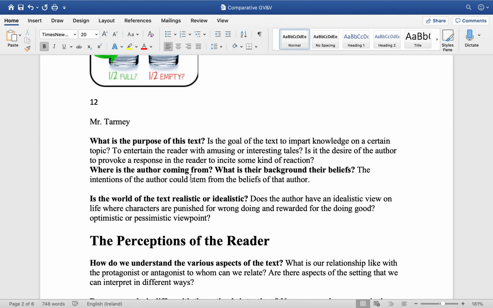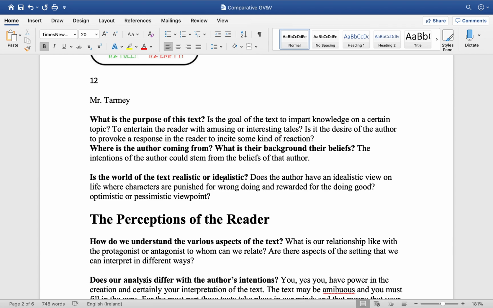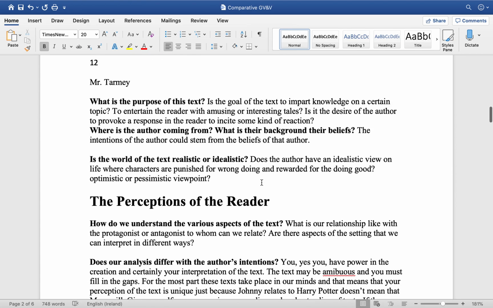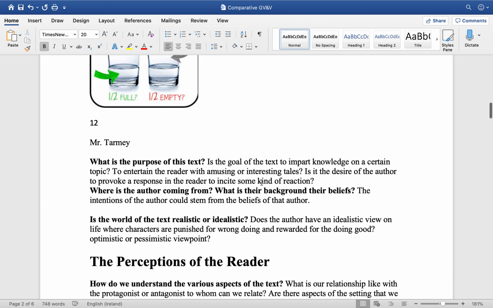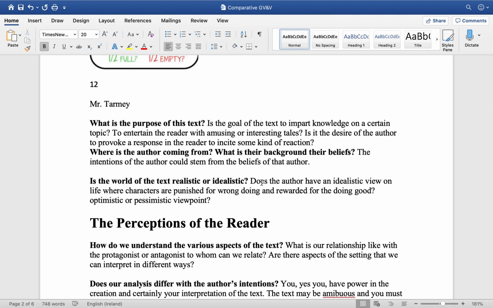Where is the author coming from? What's their background, their beliefs? We know that in poetry, context is so important. Same could be said for these other written texts. Is the world of the text realistic or idealistic? And what we mean with this is kind of optimistic or pessimistic. Are good people rewarded? Are evil people punished? Or is there some sort of grey area, like with most of life's characters? The next big section, aside from the intentions of the author, is the perception of the reader.